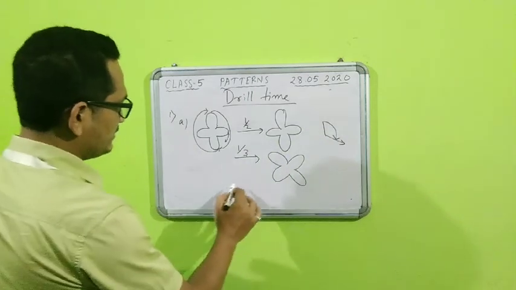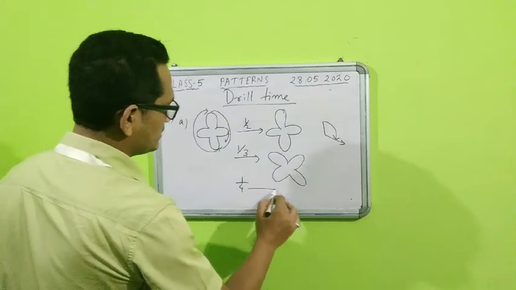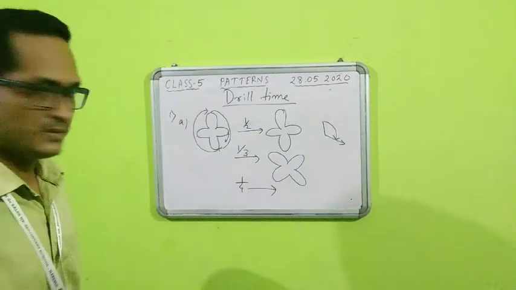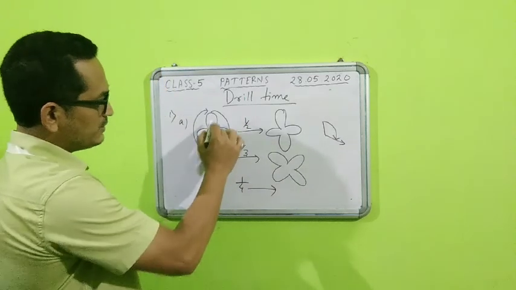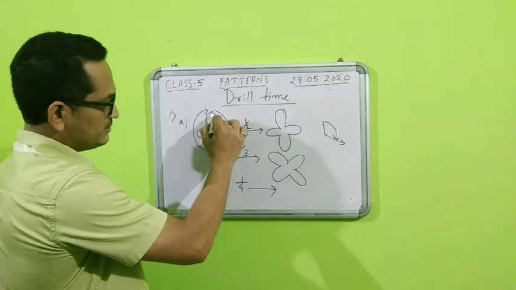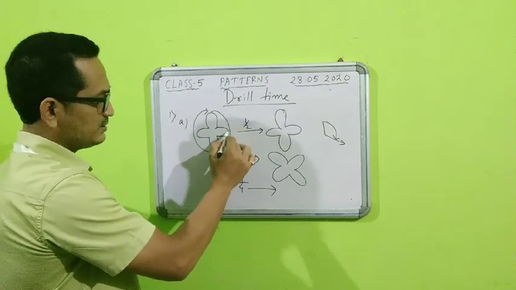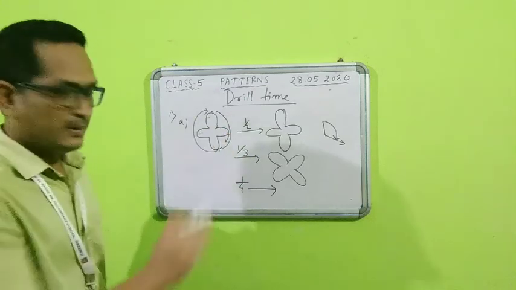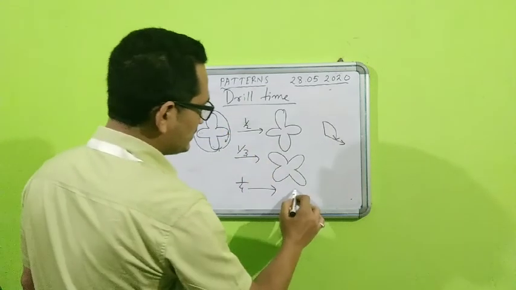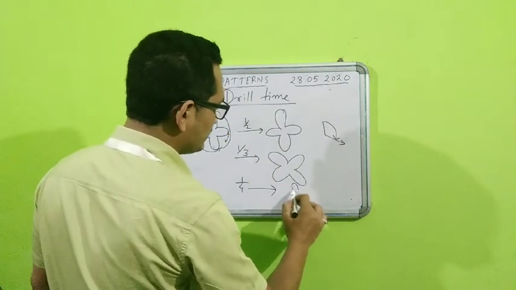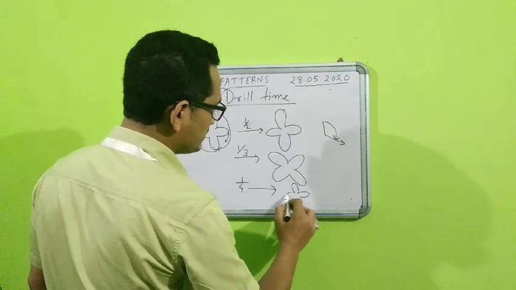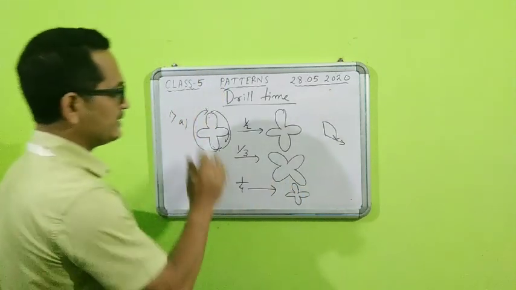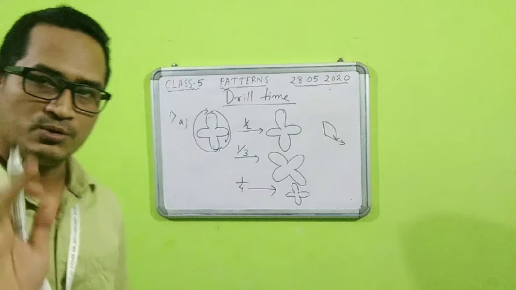And 1/4 turn, students, what was it? It was the quarter turn. So now in quarter turn, what will happen? This particular petal will come here, this petal will come here, this will come here, and this will come here. But if you rotate it that way also, student, it will be the same one. That means it will not look different. It will maintain its own position again.